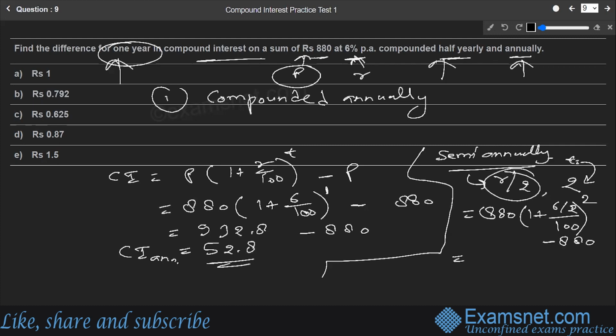If we solve this further, this comes out to be 933.592 minus 880, which is coming out to be ultimately 53.592. So this is the compound interest when compounded half yearly.